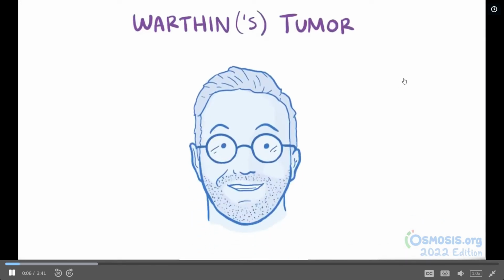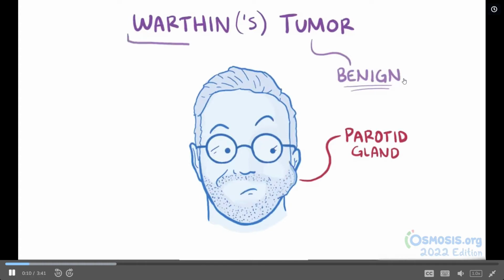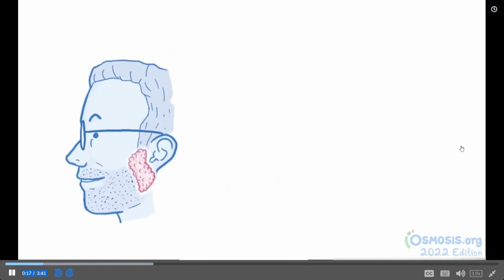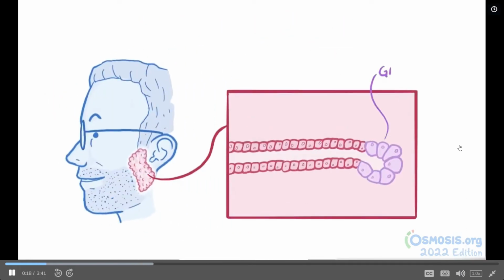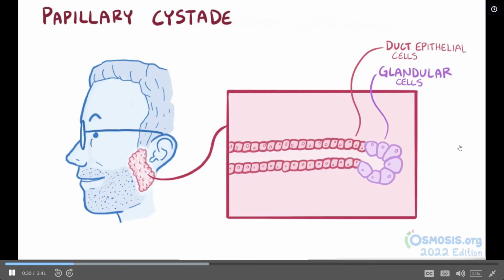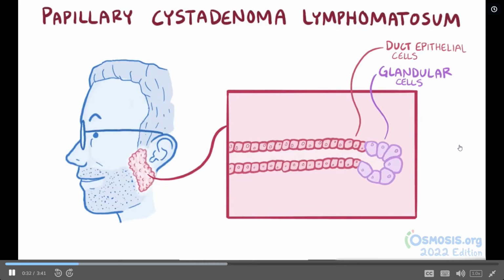Warthin's tumor, or Warthin tumor, is a benign, slow-growing tumor of the parotid gland named for Dr. Eldred Scott Warthin, who was the first pathologist to describe it. Normally, the parotid gland has glandular cells that make enzymes that help to break down food, as well as tiny ducts lined by epithelial cells that carry those enzymes towards the mouth. Warthin tumor's other name, papillary cystadenoma lymphomatosum, is long and technical but describes the disease pretty well.